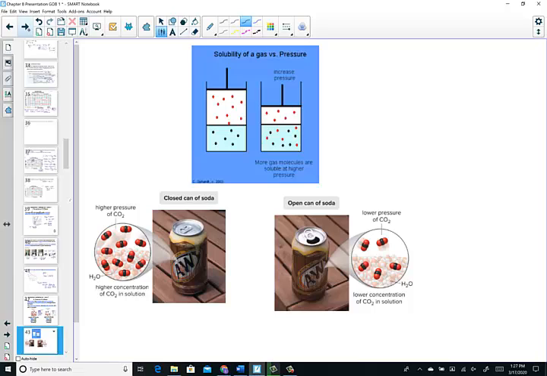Solubility and pressure are directly related. If you have increased pressure, you'll have increased solubility. And remember, we're talking about gases. Gases and their behavior are affected by pressure. If I push down on the surface of this liquid, I can force more gas molecules into solution. If I release the pressure, the gas molecules come out of solution. Pressure and solubility are directly related. This is known as Henry's law.